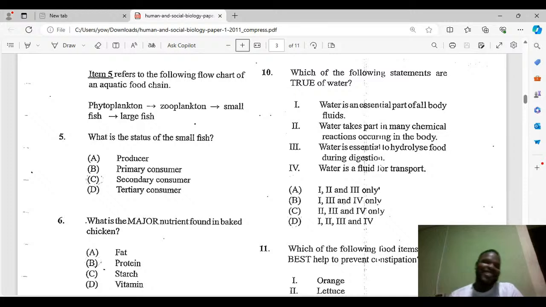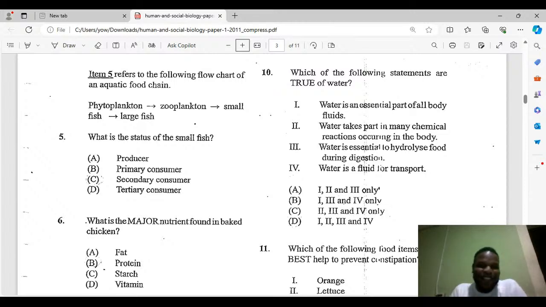So hydrolyze means breaking down food using water. That's what hydrolysis is. Hydrolyze comes from hydrolysis, so it's breaking down of anything using water. So it's correct. That's what hydrolyze means. I know most of them know what hydrolyze means, that's why I checked on it. So it's actually D, guys. All of them.